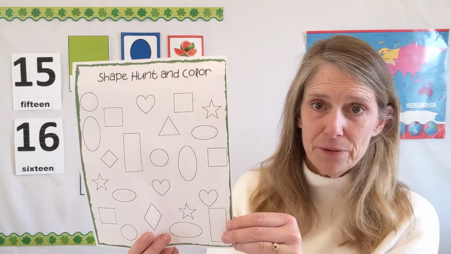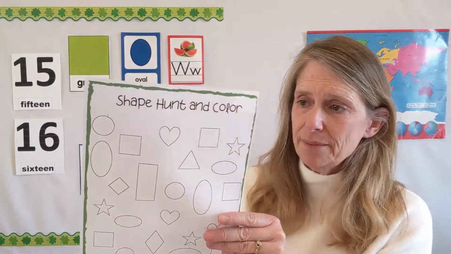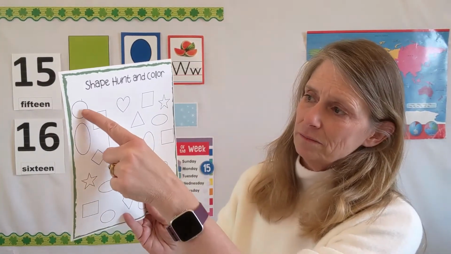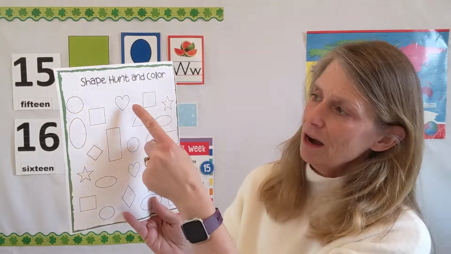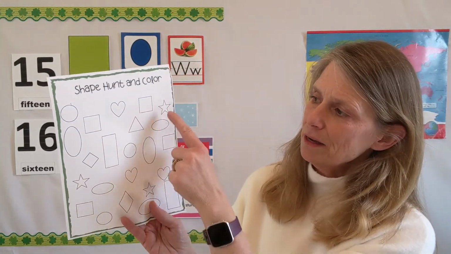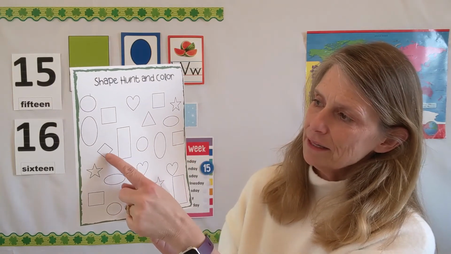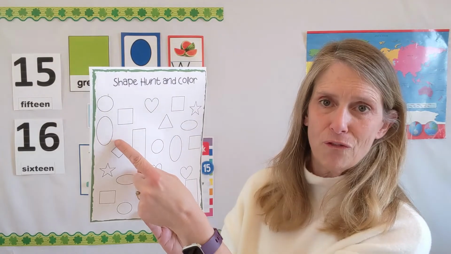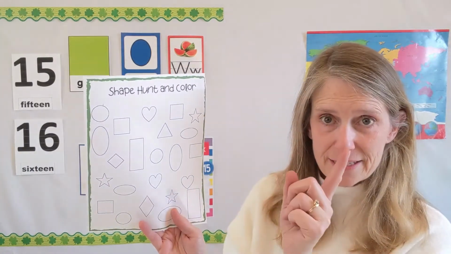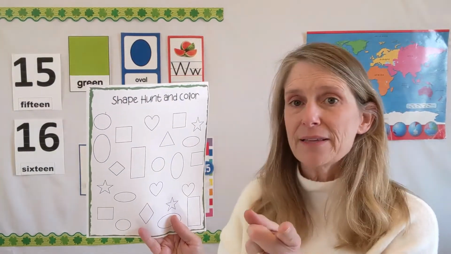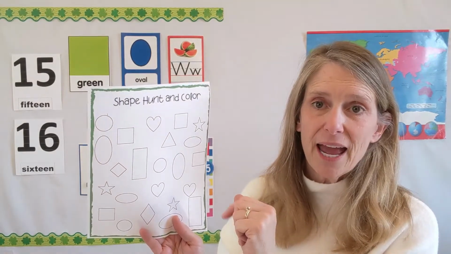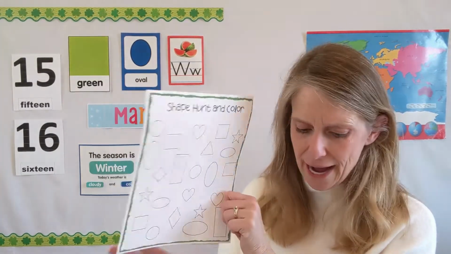Okay, so on the paper you can see there's a lot of different shapes. Let's see some. What do we see here? A circle, a square, a heart, oh, another square, a star, a triangle, a rectangle, a diamond, and an oval. So your job is to take a green crayon, a green pencil, a green marker, something that's green, and color in all the ovals. Here's my green marker. Let me hold this on my book. I found a green marker because my color of the month is green.